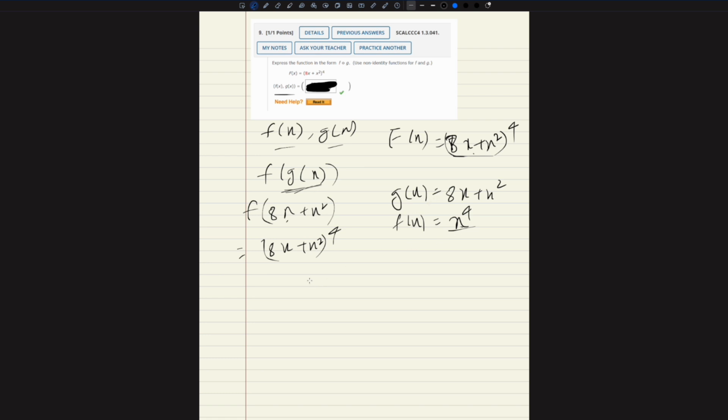So that means our answer will be f of x comma g of x. So here you will add x to the power 4 comma 8x plus x squared. So this is the answer.